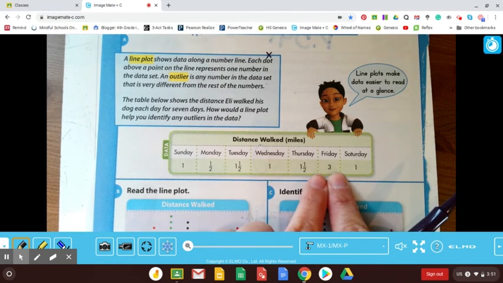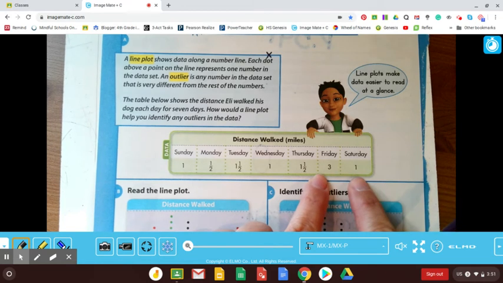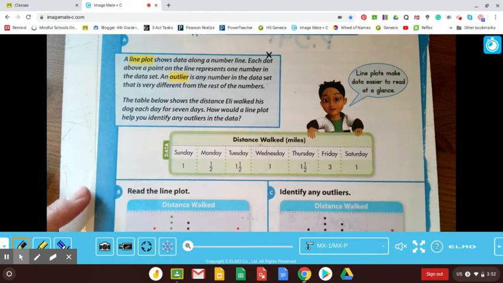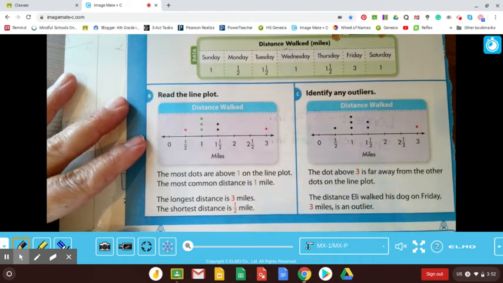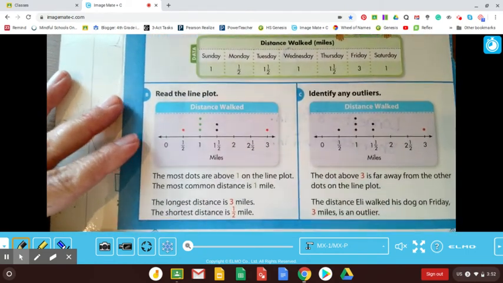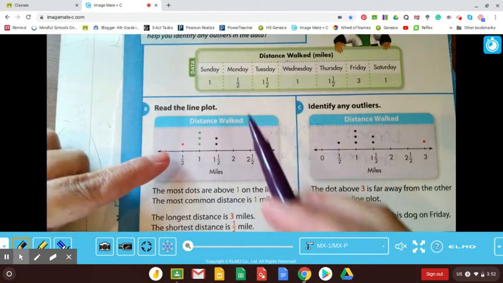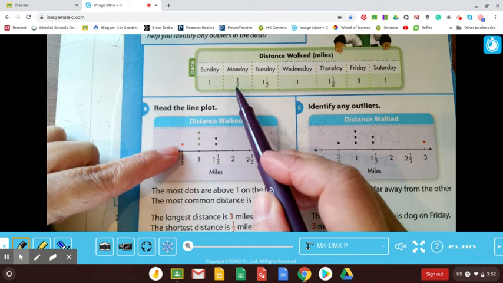Friday, oh my goodness. On Friday, he walked 3 miles. I bet the sun was shining. It must have been a beautiful day. And Saturday, another mile. All right, so I noticed some are the same, some are higher, some are lower. So the first thing I want to do is read the line plot. And I noticed that when I put this data on the line plot, one dot is at the half.